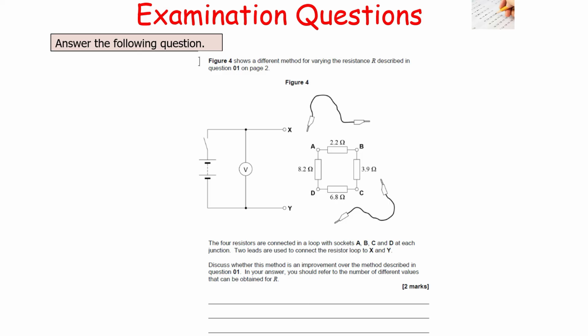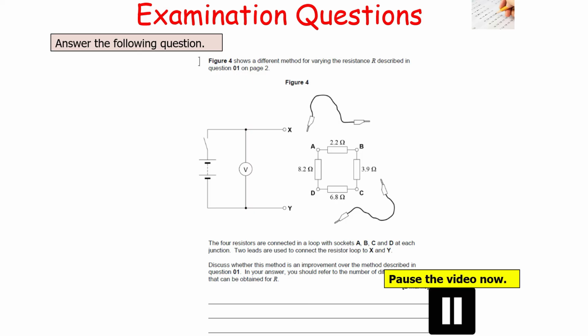The next question says figure 4 shows a different method for varying resistance R to the method described in the previous question. The 4 resistors are connected in a loop with sockets A, B, C and D at each junction. 2 leads are used to connect the resistor loop to X and Y. Discuss whether this method is an improvement over the method described in the previous question. In your answer, refer to the number of different values that can be obtained for R. So pause the video now, then unpause the video and you'll want to go through your answer.